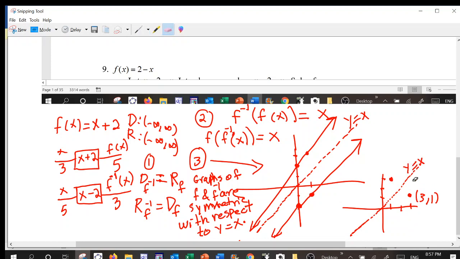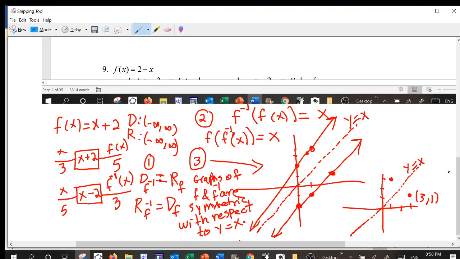So if you switch x and y in any other point, you just jump to the other side of this line. Any point on this line stays put, right? But this point jumps over there when you switch x and y. So that means if this is a function, this is the inverse, they are symmetric with respect to what? Y equals x. For example, this point and this point are symmetric. And if it happens to all the points, then the whole shape is symmetric.